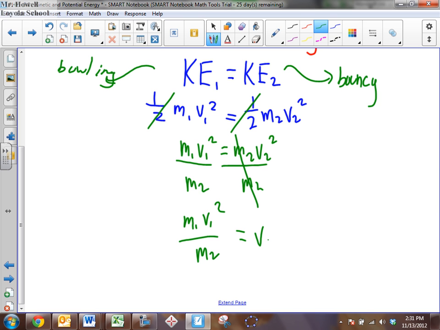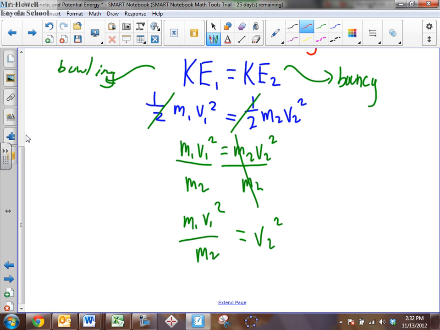This equals v2 squared. Wait, why divide by m2? What are we solving for? We're trying to find the velocity of the bouncy ball, which is v2 right here. So you want to get v2 by itself. Since m2 is multiplying, we divide by m2. Again, remember people, I'm solving for the general solution. If you want to plug in numbers at this point, or even up here, be my guest. You can do that. It makes it easier for you. That's not a problem.